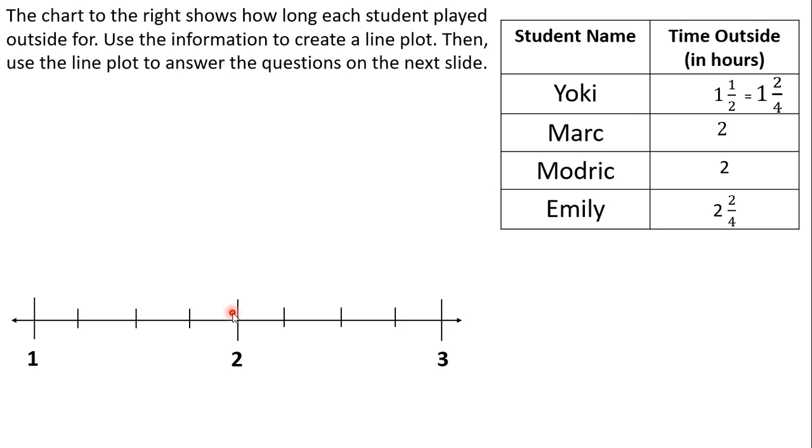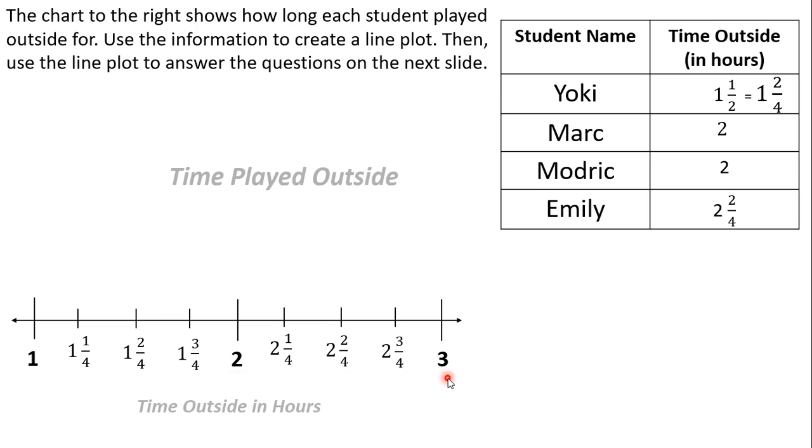Here we have 1, then 1 1/4, 1 2/4, 1 3/4, and 1 4/4, which is the same as 2 wholes. Then we have 2 1/4, 2 2/4, 2 3/4, and 2 4/4, which is the same as 3 wholes. Now that we've labeled our line plot, we can go ahead and start plotting these points.